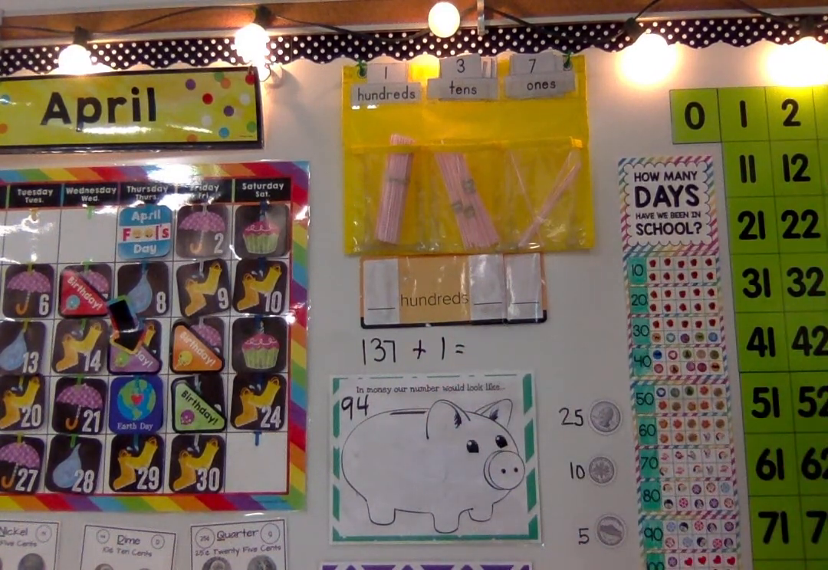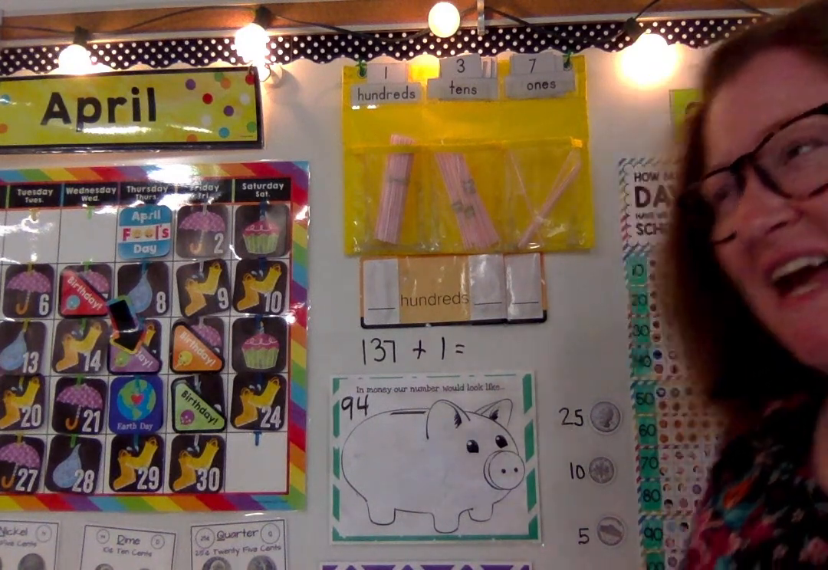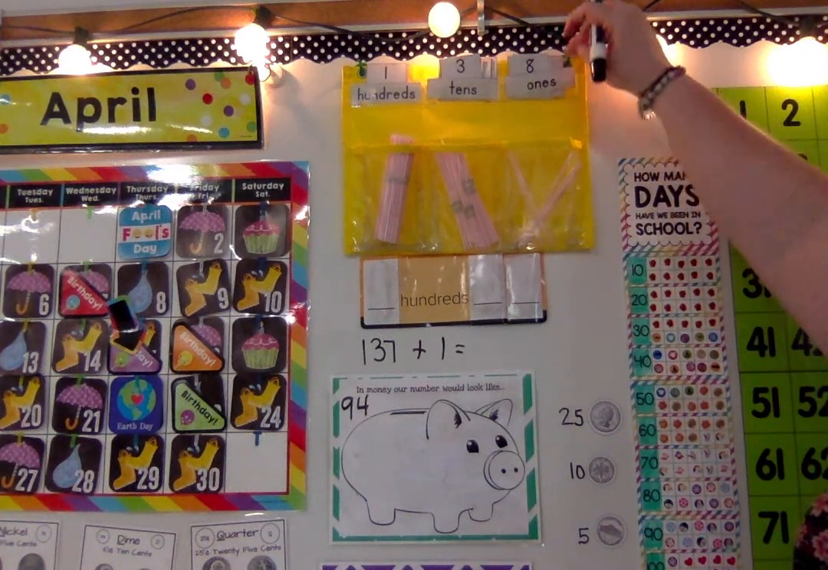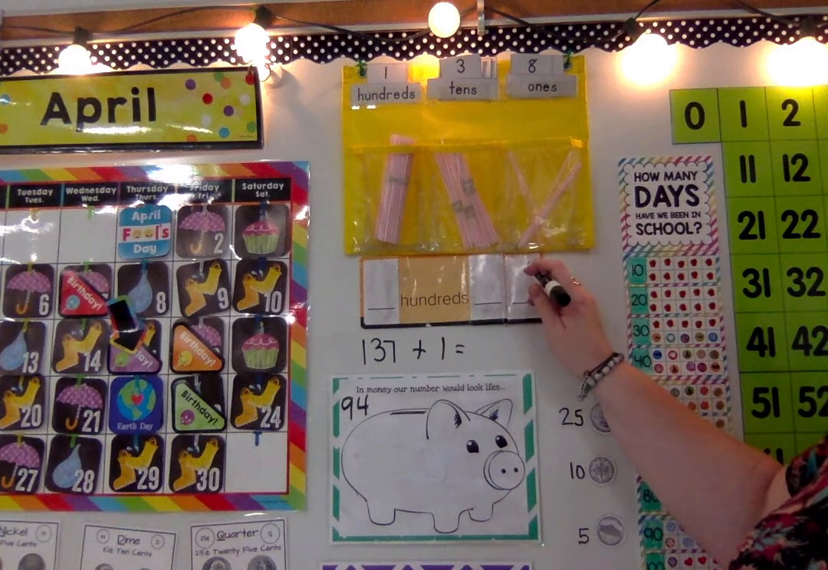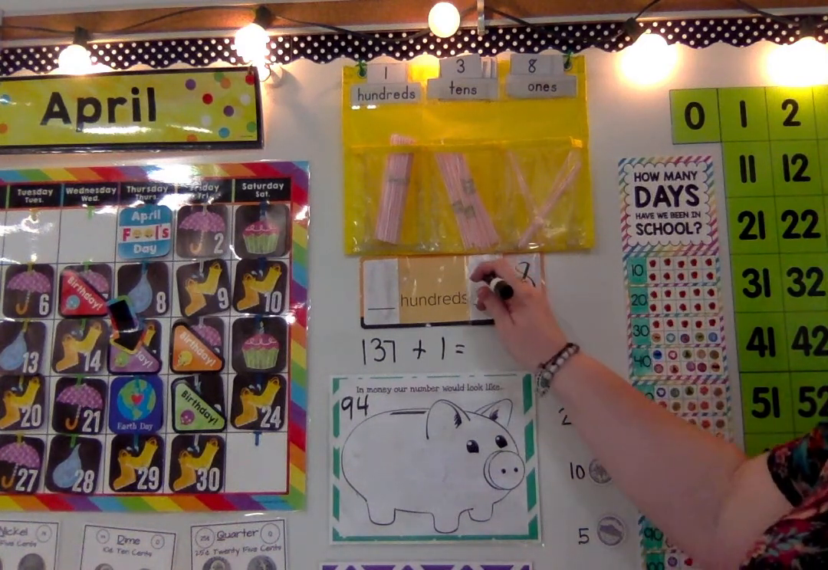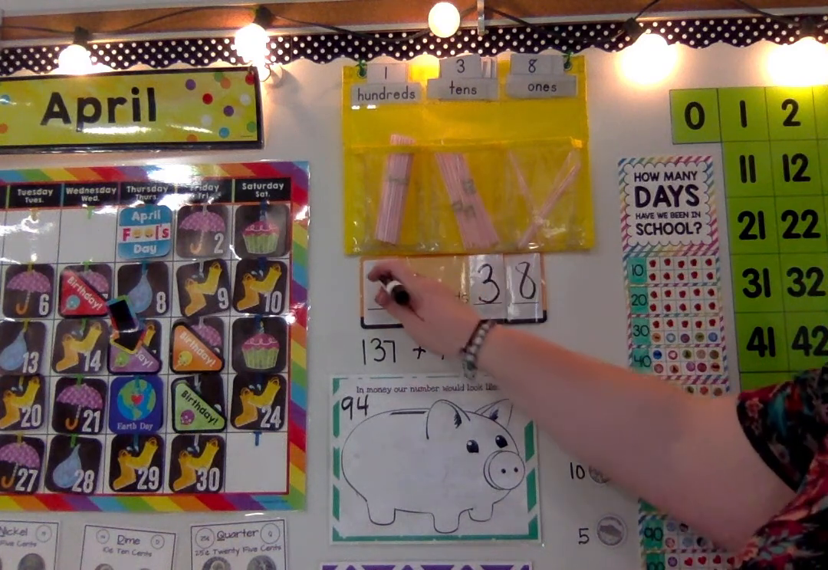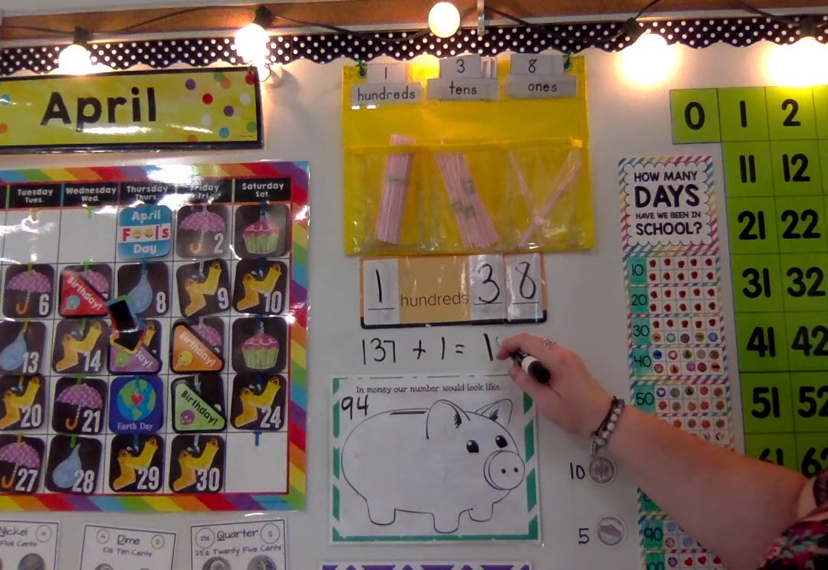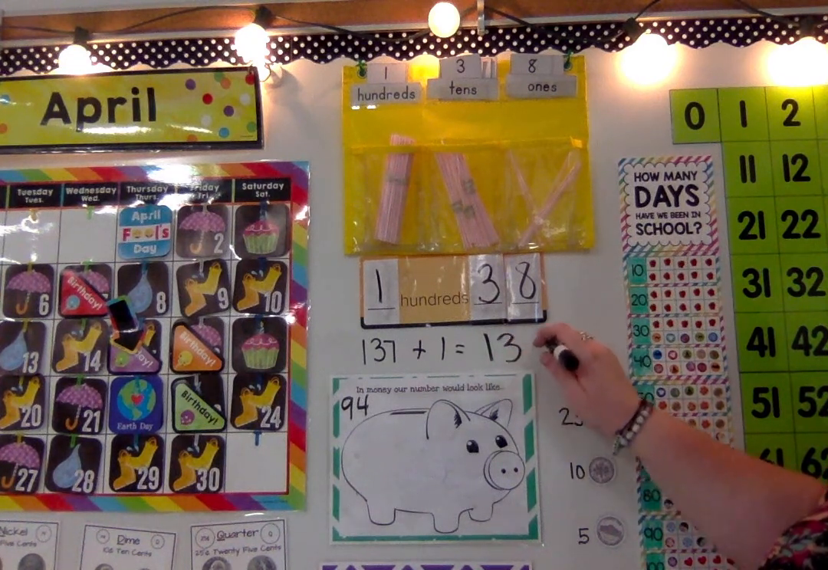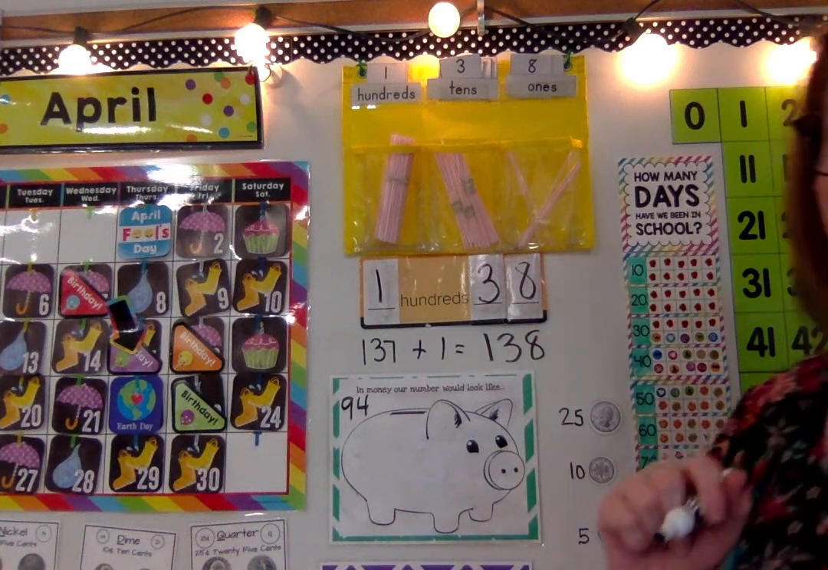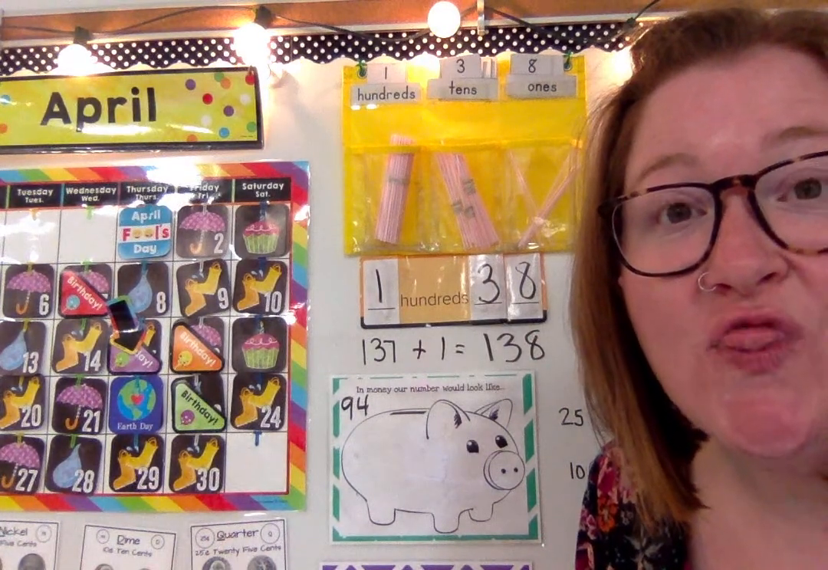7 plus 1 equals 8. Very good. 7 plus 1 equals 8. 1 more than 7 is 8. So we have 8 ones now. 3 tens still. Very good. 100 still. So 137 plus 1 is 138. You are 138 days smarter.